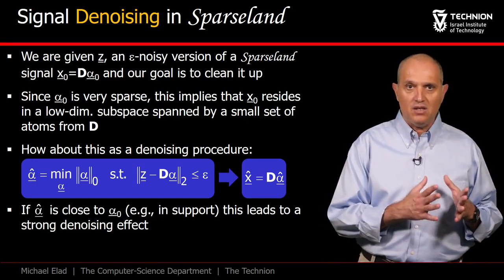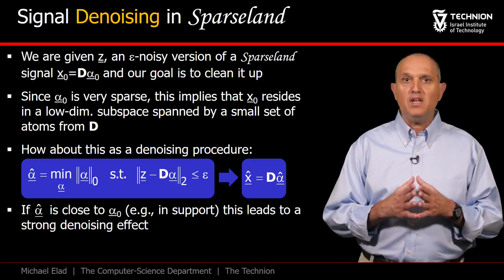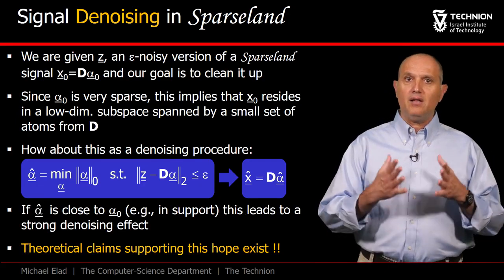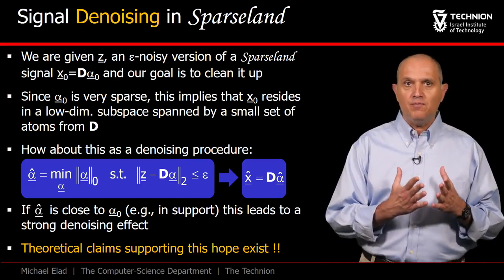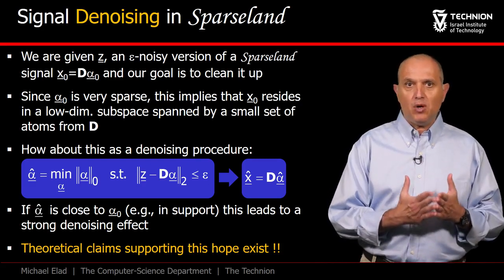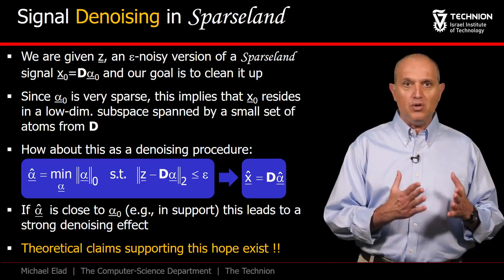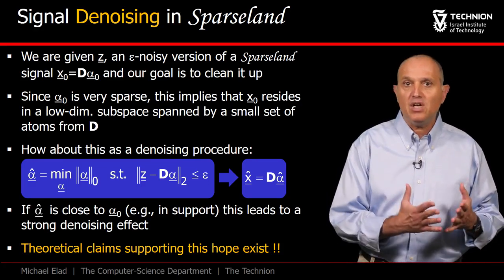If alpha hat is close to alpha 0, we will get very strong noise attenuation, just as hoped for. Well, wait a minute. We have theoretical guarantees that promise exactly this behavior for a variety of pursuit algorithms, so denoising of SparseLand signals is definitely within reach.